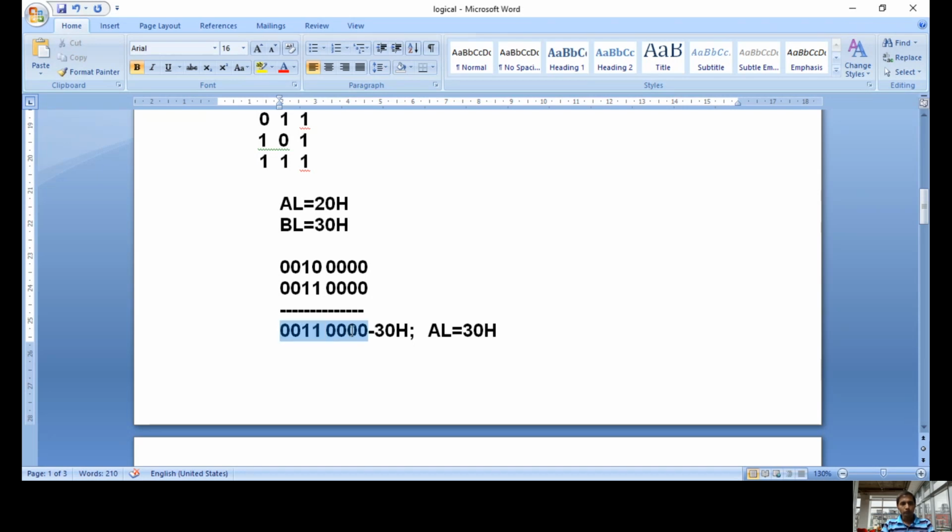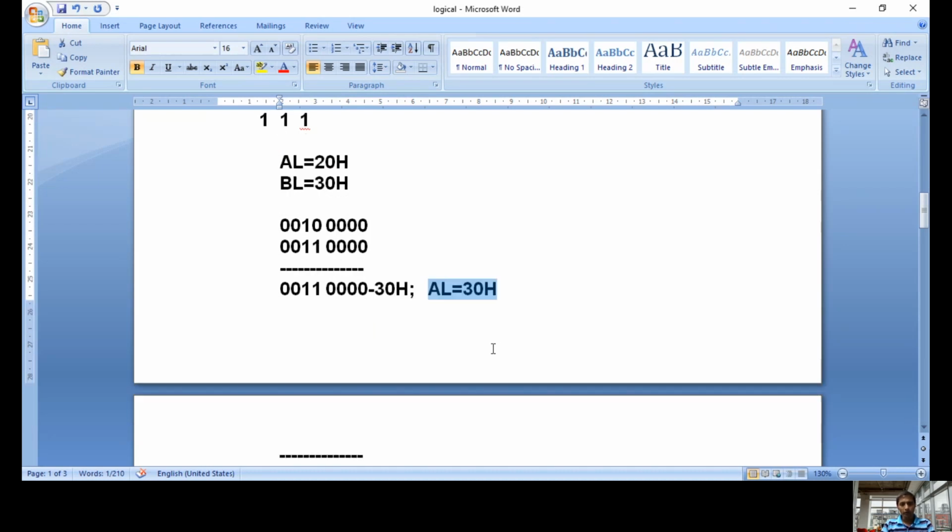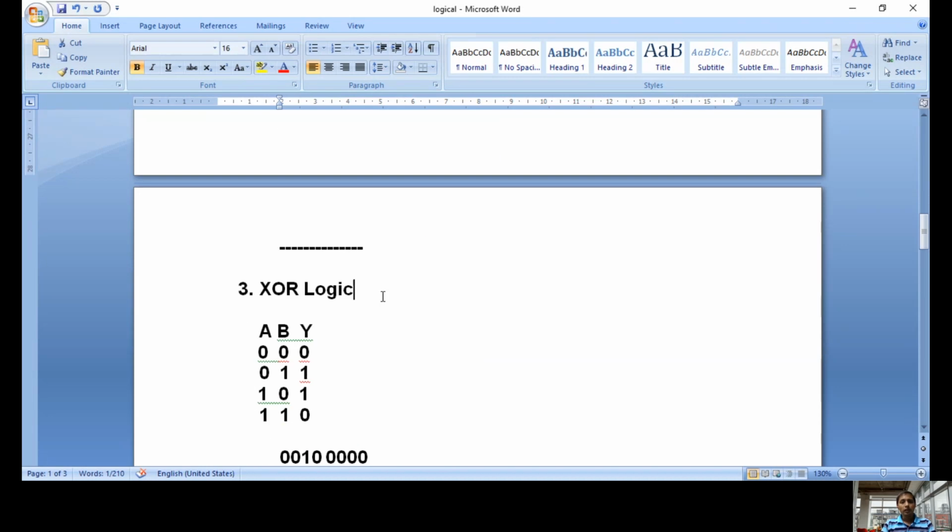So the equivalent hex of this result is 30H. So if you perform the OR operation of 20 with 30, the result is 30H. So your AL is now receiving 30H after performing the OR operation. Coming to XOR logic, the XOR logic syntax is also the same.